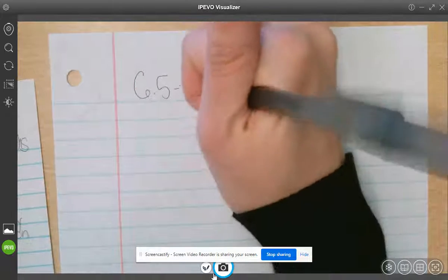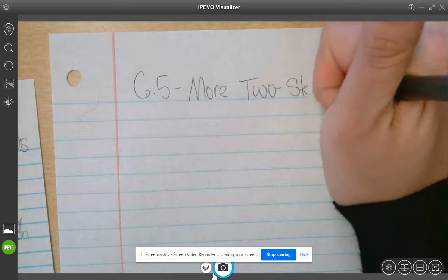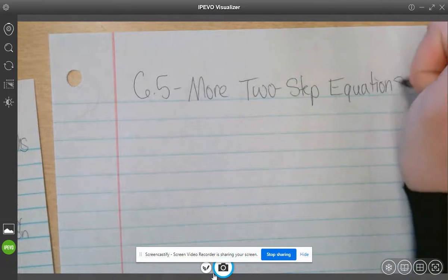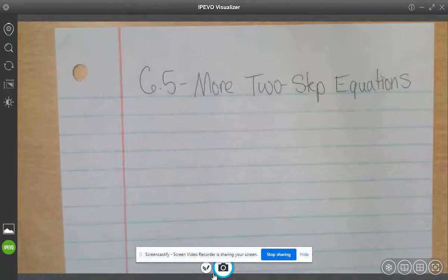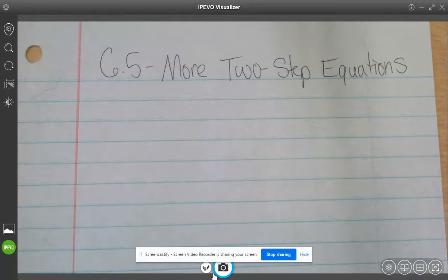All right, 6.5, more two-step equations. So yesterday I gave you guys the pretty basic two-step equations. Today I'm going to show you kind of the weird ones. The steps are the same.